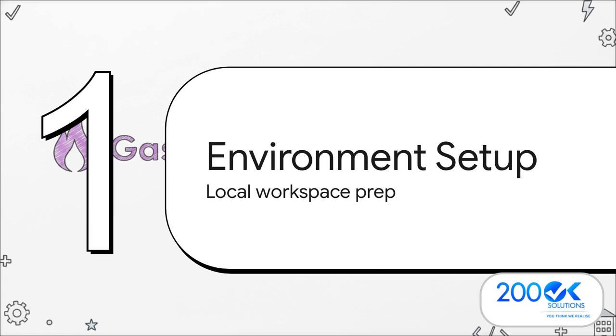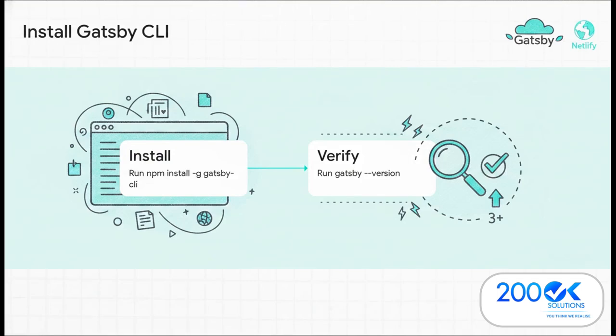Let's get that local workspace built out. All right, time to get our hands a bit dirty in the command line. Step 1 is installing the Gatsby command line interface, the CLI, on your local machine. You're just going to run npm install -g gatsby-cli. Now that -g flag is super important because it installs the package globally, meaning your terminal will recognize Gatsby commands no matter what folder you're in.